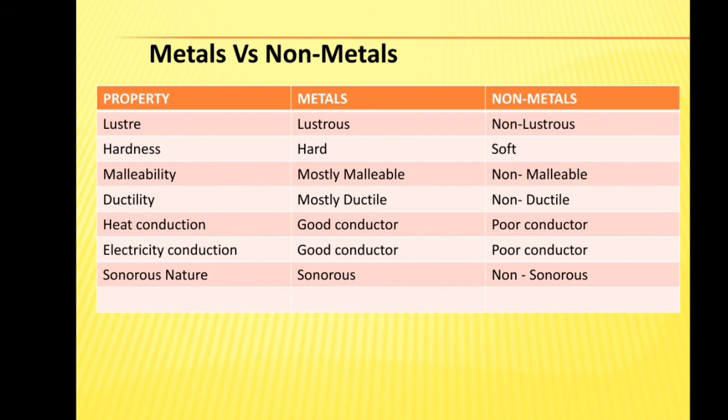Then metals are mostly ductile, meaning they can be drawn into thin wires. That property is ductility. Non-metals cannot be drawn into thin wires, so they are non-ductile. Then metals are good conductors of heat, but non-metals are poor conductors of heat. In electricity, we know that metals are good conductors of electricity, but non-metals are poor conductors of electricity. The last one is sonorous. Metals are sonorous, that means they make sound, but non-metals are non-sonorous.